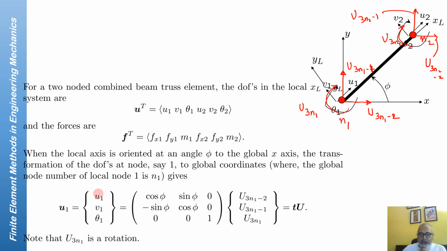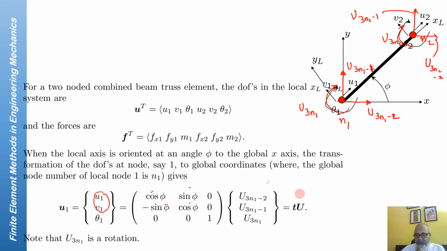If you transform u1, v1 to u3n1 minus 2 and u3n1 minus 1 by an angle phi, you get cos phi, sin phi, minus sin phi, cos phi. Theta 1 is not transformed. Remember, u3n1 is a rotation and same as theta 1. So this remains 1. This is not transformed. So theta 1 is equal to u3n1.